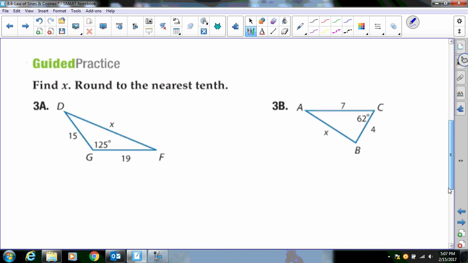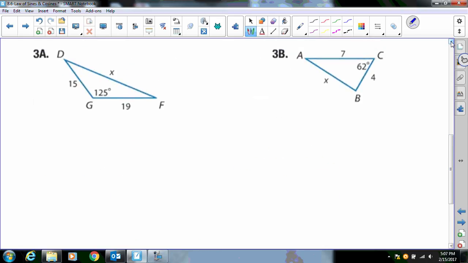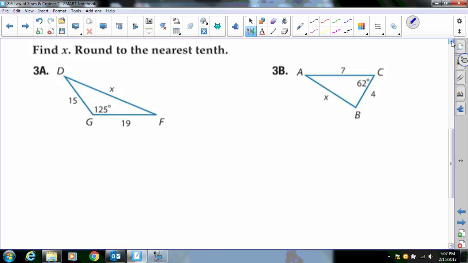Okay, so here's how it works. We're going to find x, and we're going to round to the nearest tenth. They've given us this angle here, and here's the side opposite it. So again, I have two sides given and one angle given. So this is law of cosines. This is the side opposite the angle, so I start with it. X squared equals. Then my other two sides, I'm going to square those and add them together. Minus 2 times those other two sides. And then the cosine of that angle that they gave us that was opposite the side we're trying to find, that 125. And then you're going to work this out on your calculator.